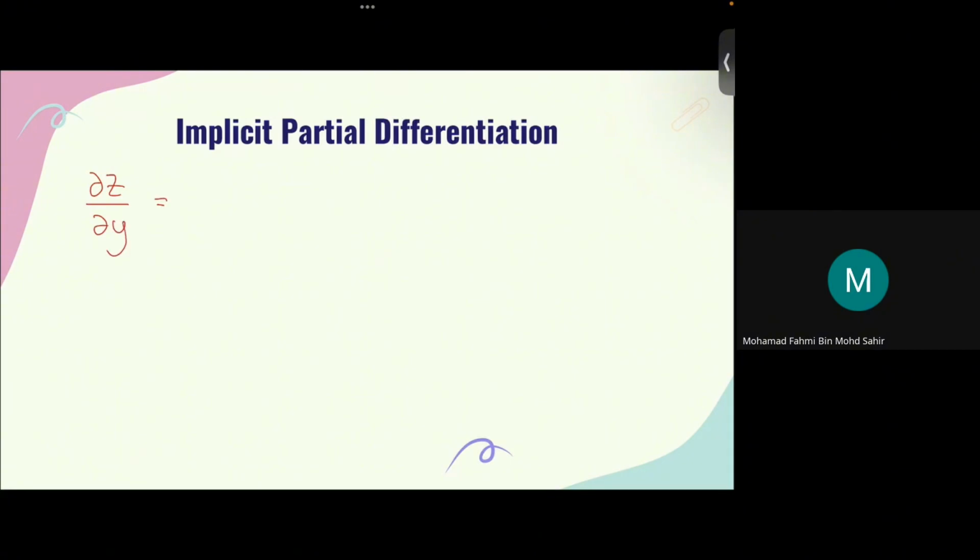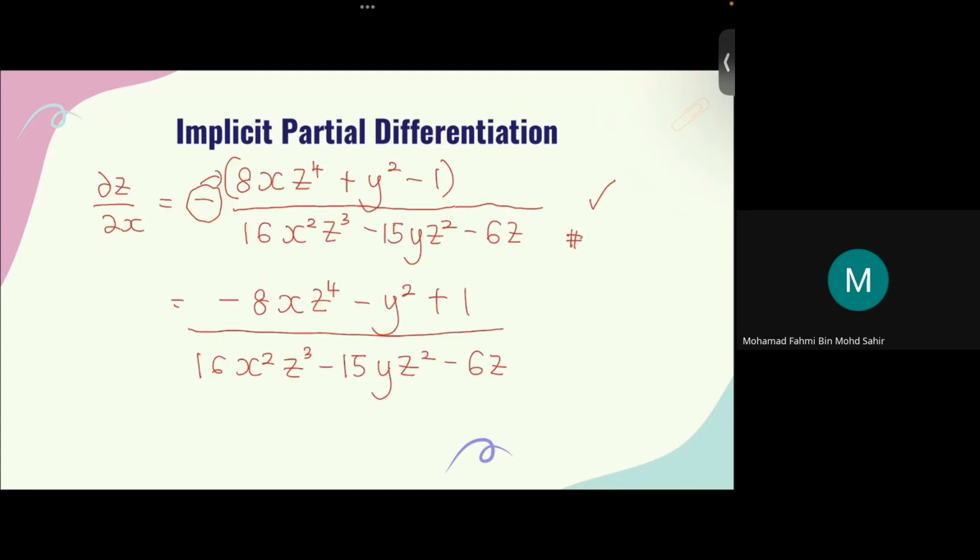Okay, so the equation to find del z, del y will be negative. Remember, it will be negative, and then Fy divided by Fz. So this is how you place your equations. Just now we didn't find Fy, right? So let's see how to find the Fy.